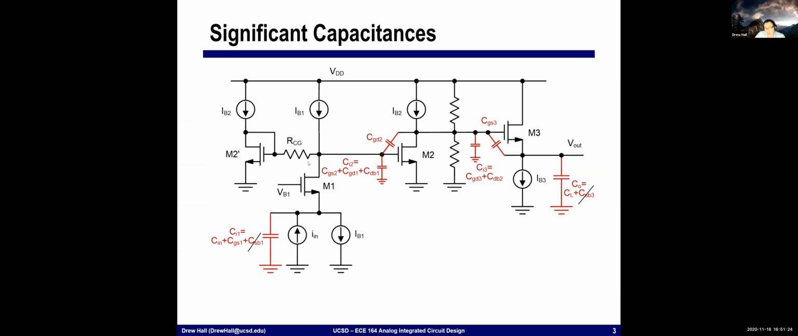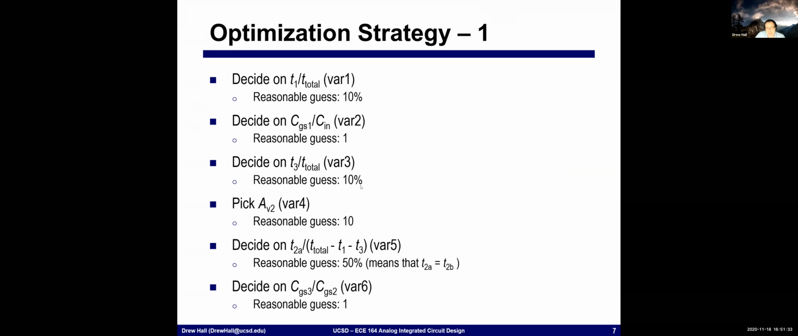Okay? The trade-off certainly is going to be that as I have higher RCG, it's going to hurt my bandwidth. So it's going to hurt the time constants. And so I'll have to deal with that by playing with not just this variable, but I'll have to balance out probably this variable as well in order to account for the lower gain that I have at that node.